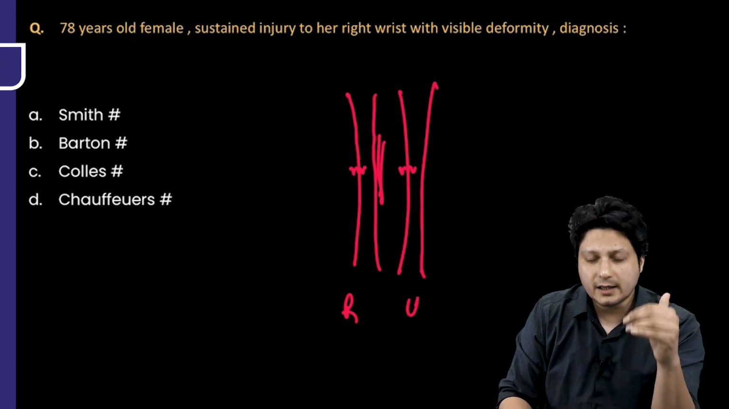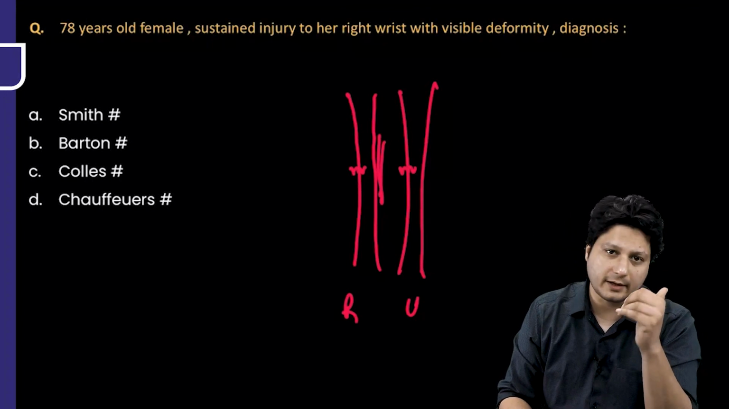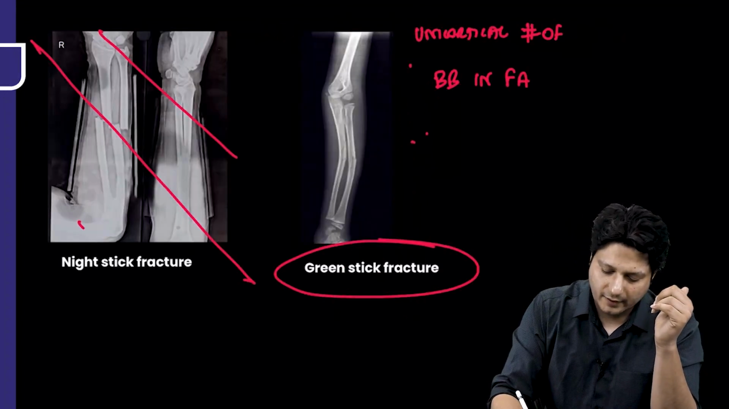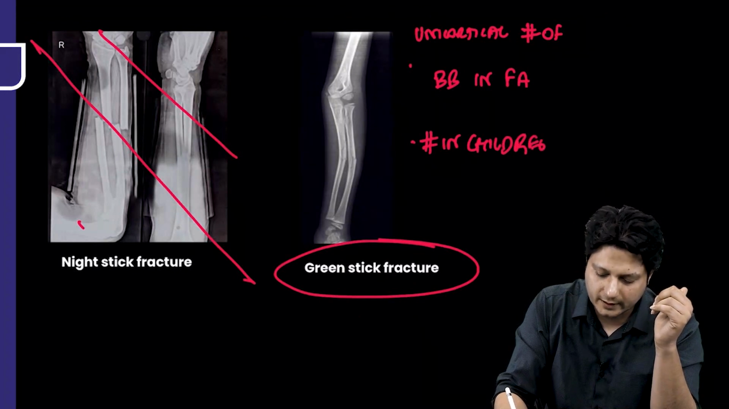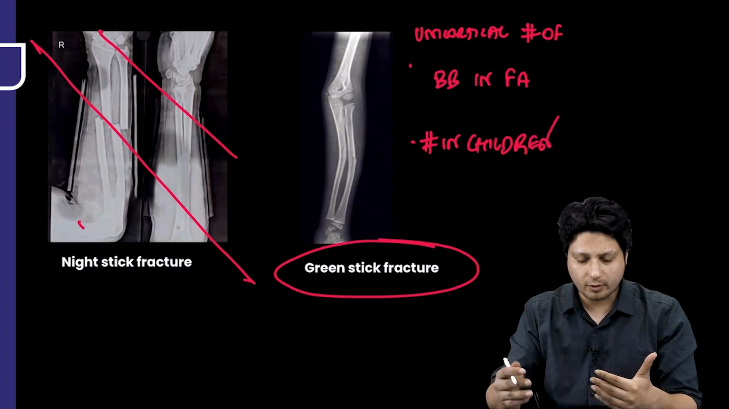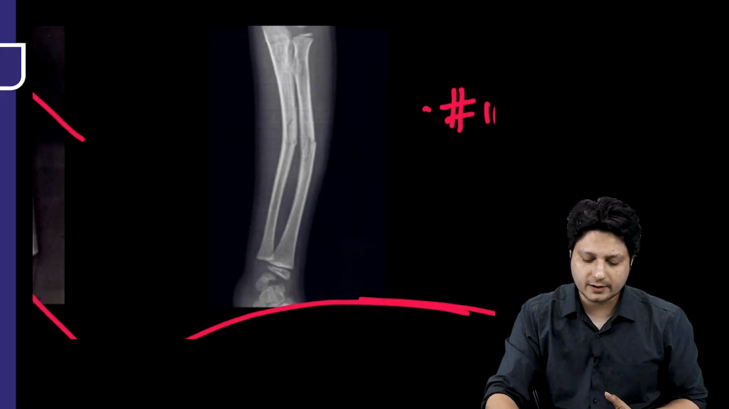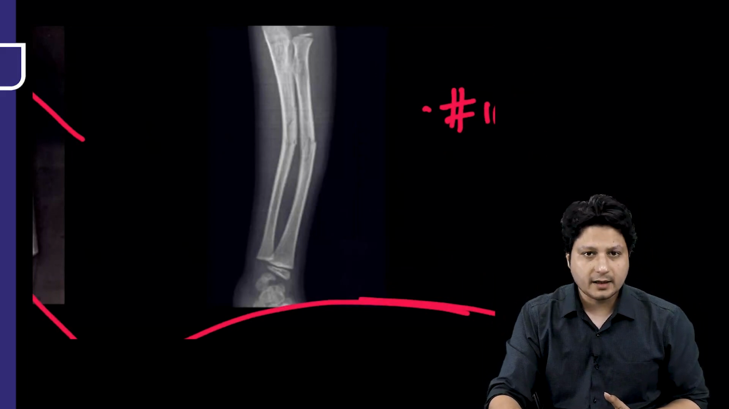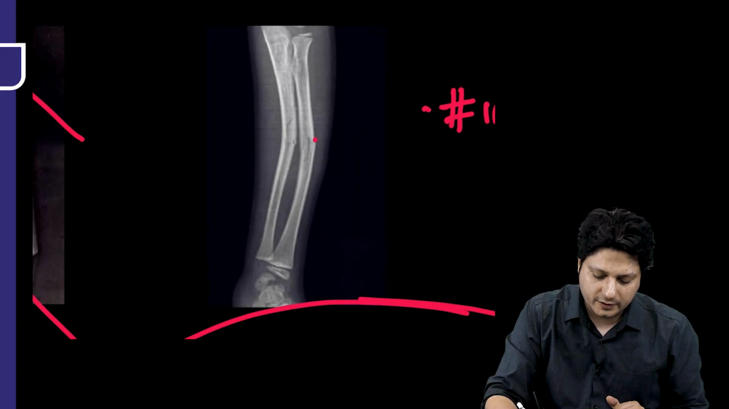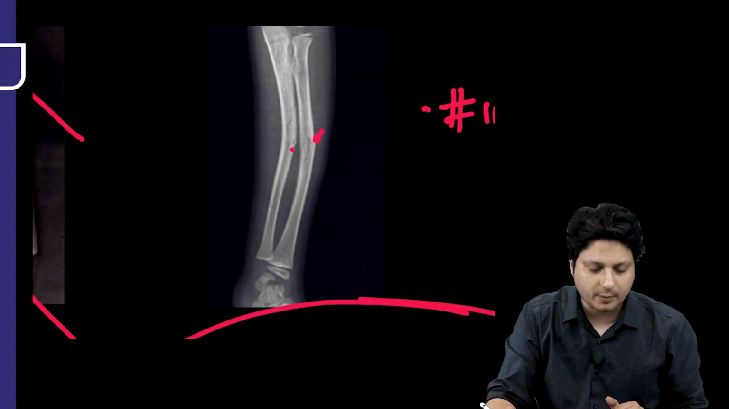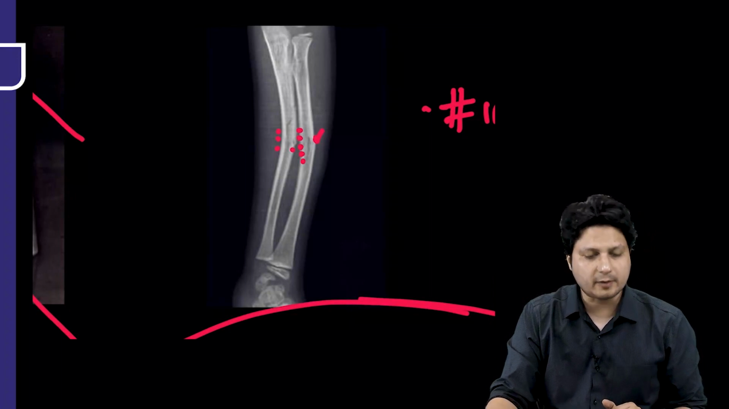That is why green stick fracture can happen only in case of children. It is a fracture in children. This is the fracture which is observed only in children because of increased laxity of the bone. Now, if you look closely in this fracture, the lateral cortex of the radius is broken, the lateral cortex of the ulna is broken, but the medial cortex is intact. Here, there is an intact medial cortex.